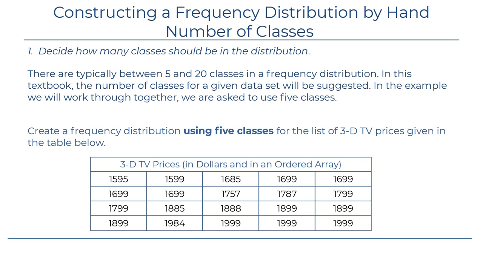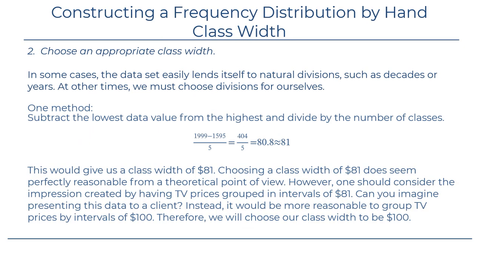Here, in this case, we're asked to create a frequency distribution using 5 classes, so we don't have to determine that value for ourselves. We're asked to use 5 classes for the list of 3D TV prices given in the table. Keep in mind, you should typically have between 5 and 20 classes. I would even say between 5 and 10 classes, depending on the size of your data set. The next step is to choose an appropriate class width.